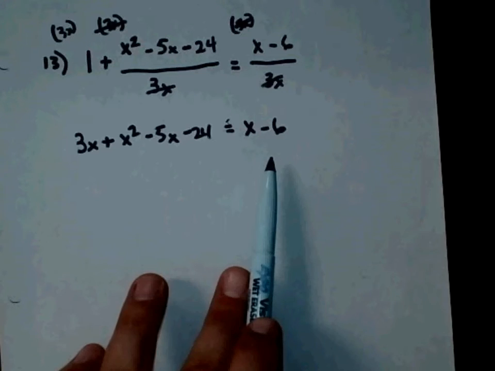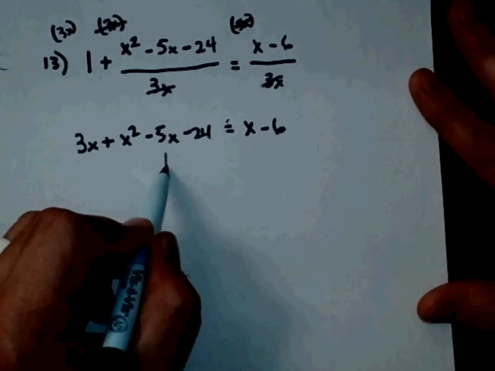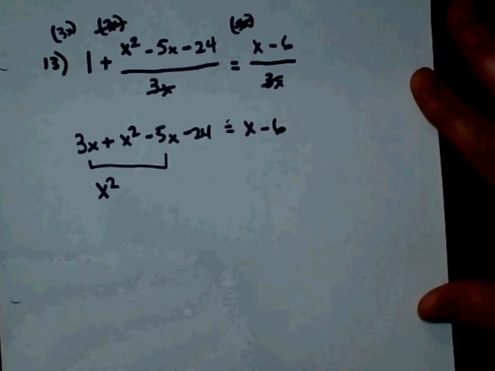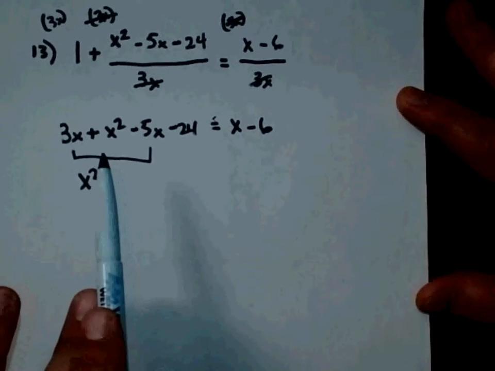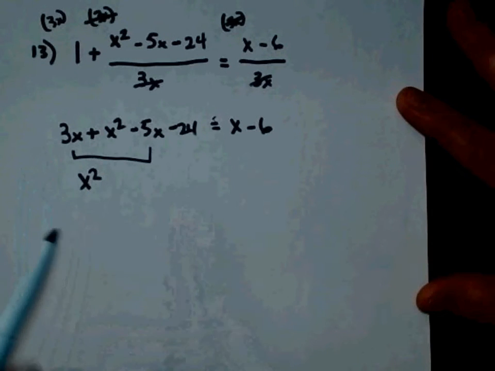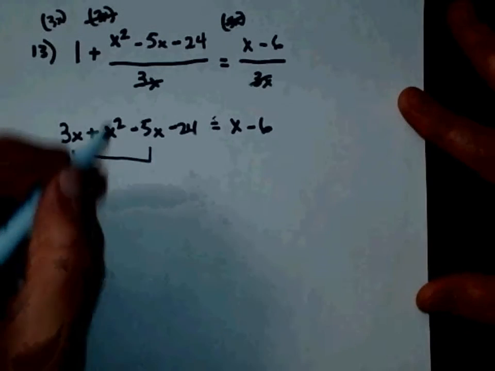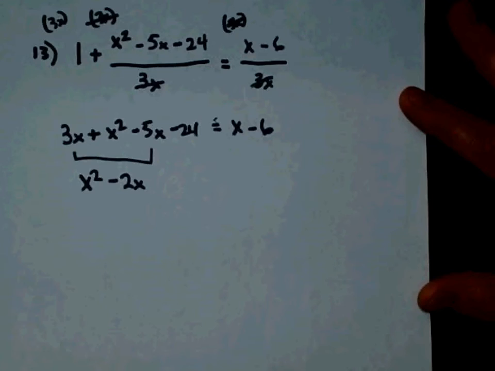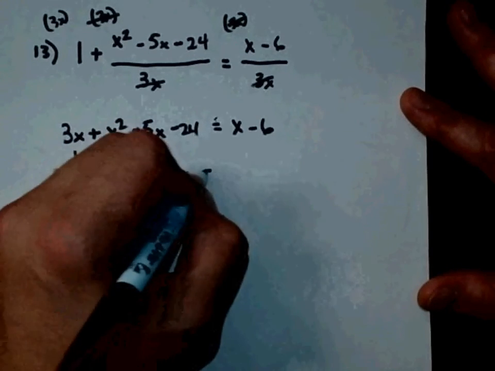So let's combine our like terms and get it in the proper form to solve. And so I can combine those two. I still see this issue happening. On the same side, you don't do the opposite. You're combining like terms, you do the sign that's on there. So this is 3x minus 5x, which makes negative 2x minus 24 equal to x minus 6.